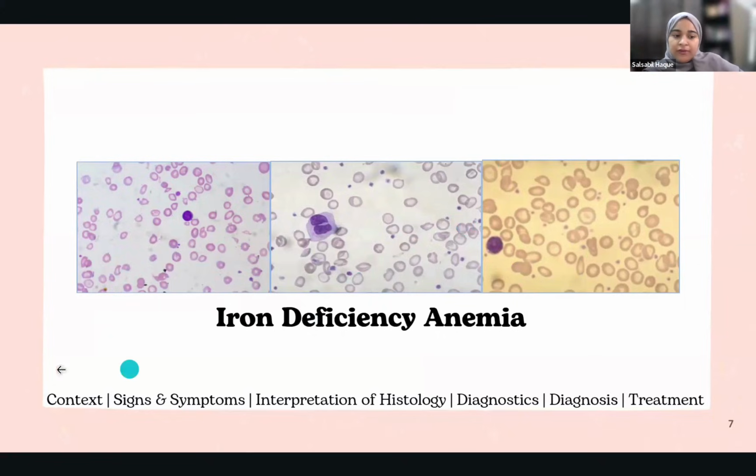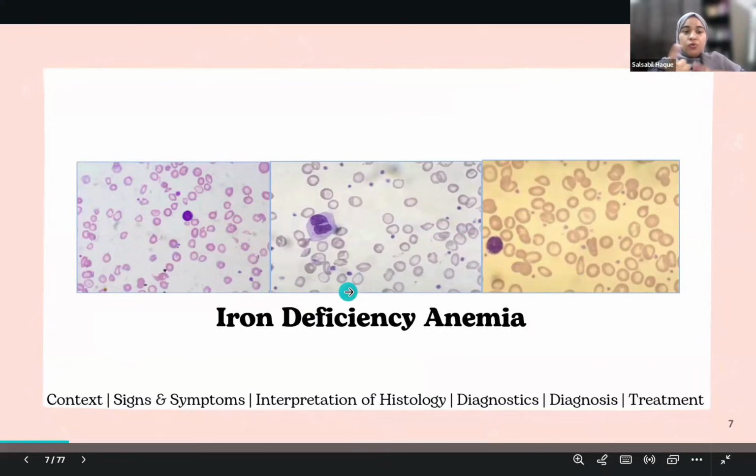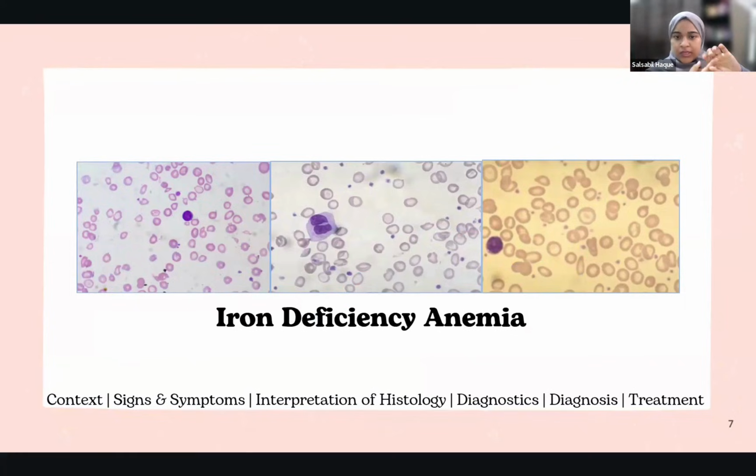Now, as I mentioned before, for anything, you need to know the context. So what is the most common context? In iron deficiency anemia, it is usually a woman with heavy menstrual bleeding. So as soon as you see in the OSPE a woman with heavy menstrual bleeding, you have to keep in mind iron deficiency anemia.